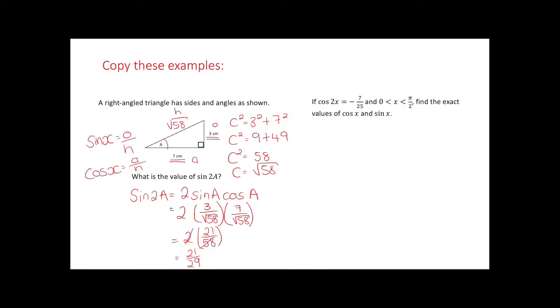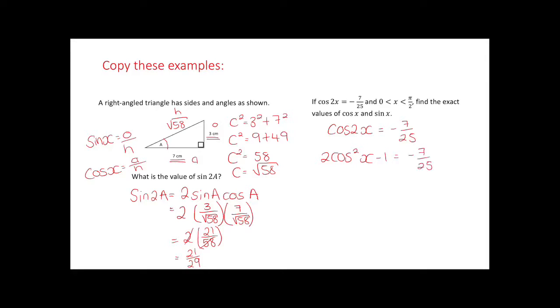Now, if you look at your formula sheet, you will have 3 different options for your cos 2x. We are looking to keep this as straightforward as possible, so automatically the 2 formulas that include a sine x can get eliminated. So the expansion that we're going to be using is that cos 2x, which is equal to negative 7 over 25, is actually the same as 2 cos squared x minus 1, and that's going to be equal to negative 7 over 25.